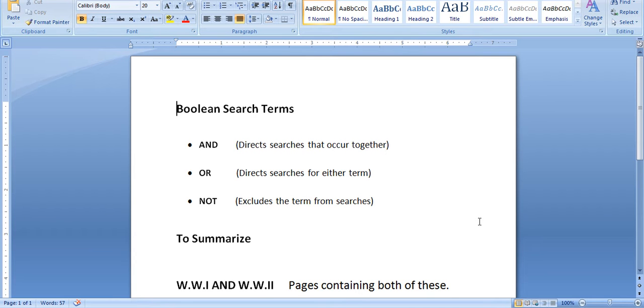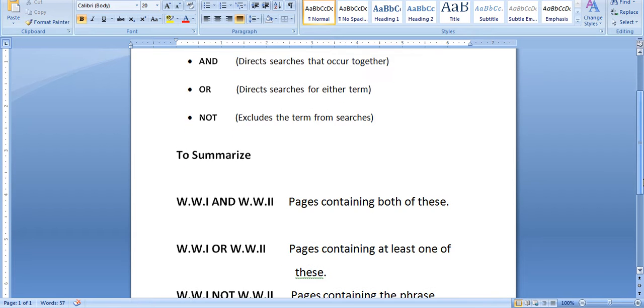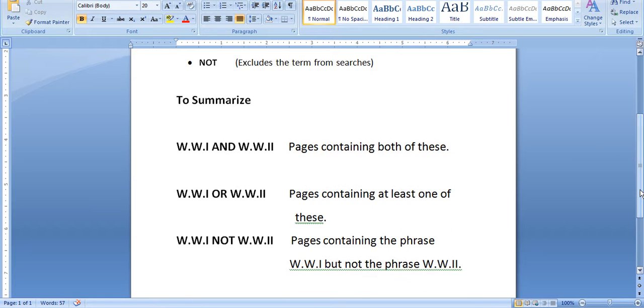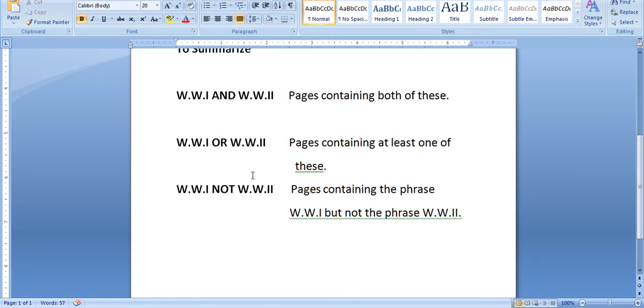Well, again, the Boolean search terms are and, or, and not. So to summarize that, if we were using them for World War I and World War II, then the page would contain both of these. If you were using them for World War I or World War II. Then, if you wanted it for World War I, but not World War II, this is how you would write that. Do you understand, Mr. Ellis? Yes, so we're looking at and, or, and not.